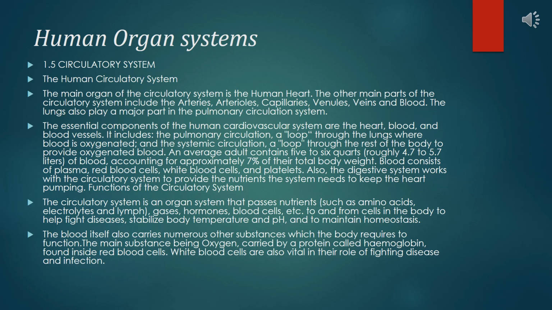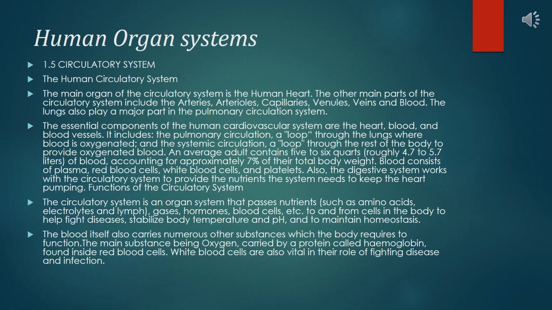Functions of the circulatory system. The circulatory system is an organ system that passes nutrients such as amino acids, electrolytes, and lymph, gases, hormones, blood cells, etc., to and from cells in the body to help fight diseases, stabilize body temperature and pH, and to maintain homeostasis. The blood itself also carries numerous other substances which the body requires to function, the main substance being oxygen, carried by a protein called hemoglobin, found inside red blood cells.